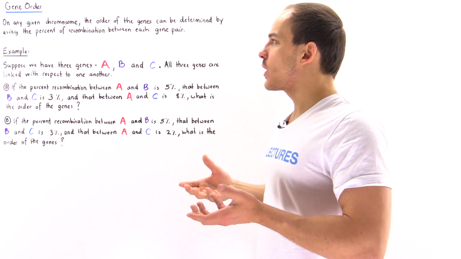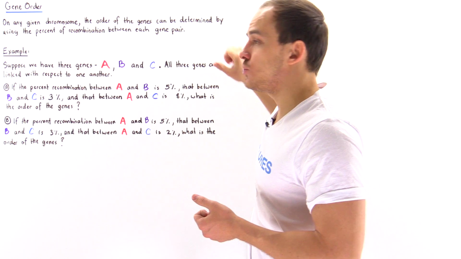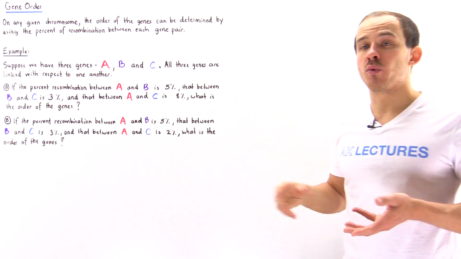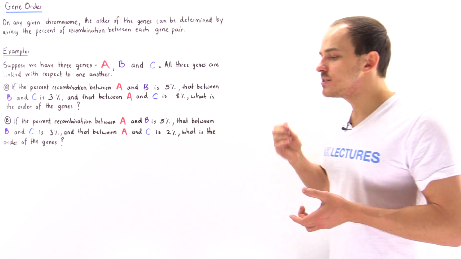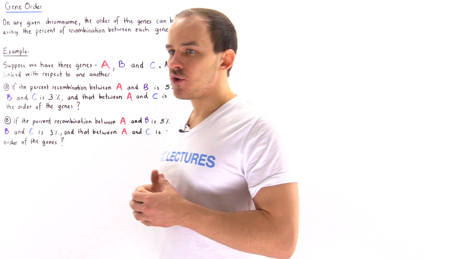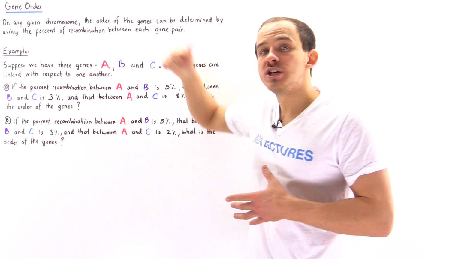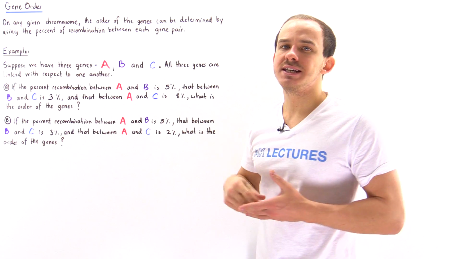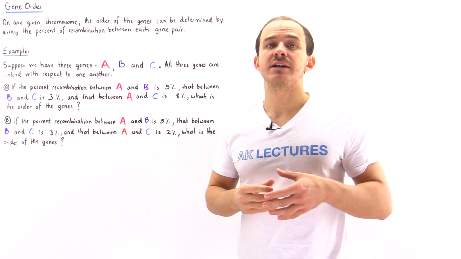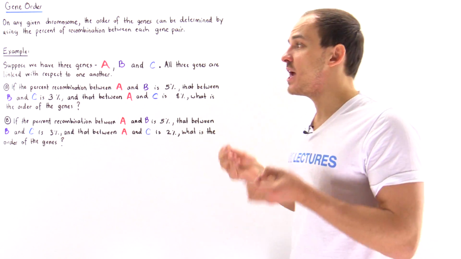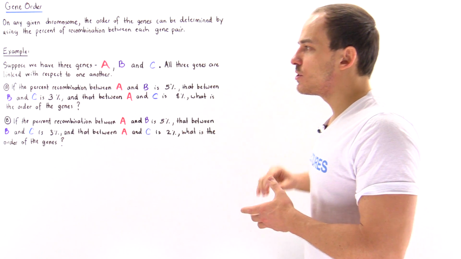So, to demonstrate how we can use the percent recombination between each gene pair to determine the gene order, let's take a look at the following example. Let's suppose on a given chromosome we have three different genes: gene A given in red, gene B given in purple, and gene C given in blue. All three genes are linked with respect to one another, which simply means they are located on the same chromosome. So let's begin with part A.